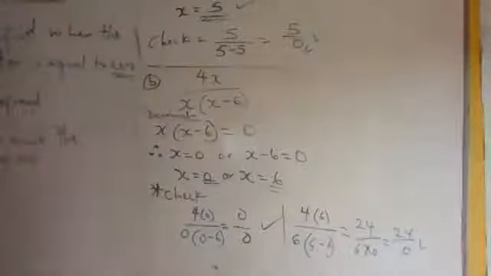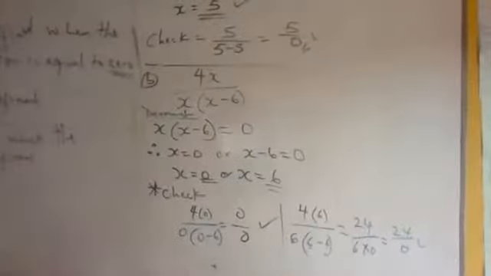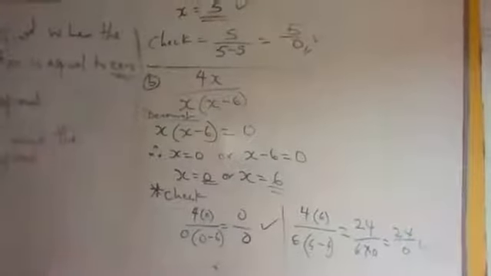So basically what you need to do is that whenever you are given a question, you equate the denominator to 0 in order for you to make it undefined. You make the denominator equal to 0. Simple. That is all. So let's solve the last question.